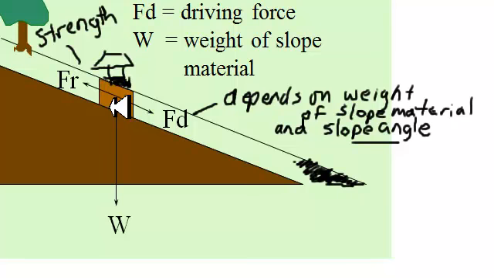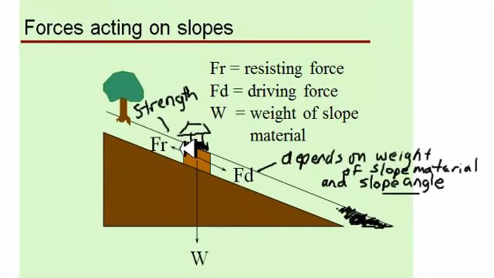We said the resisting force, the strength of the slope materials, depends on the properties of the slope materials, like the cohesion of the materials. And in unconsolidated materials, the internal friction within those materials is a big factor, especially for materials like sand or gravel that don't have any cohesion to them.